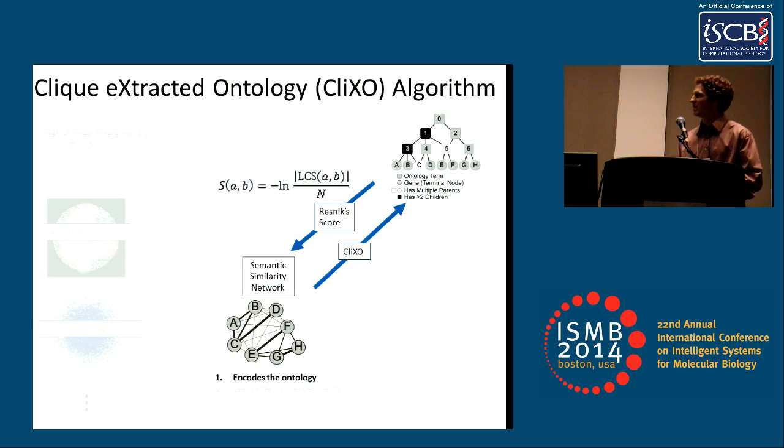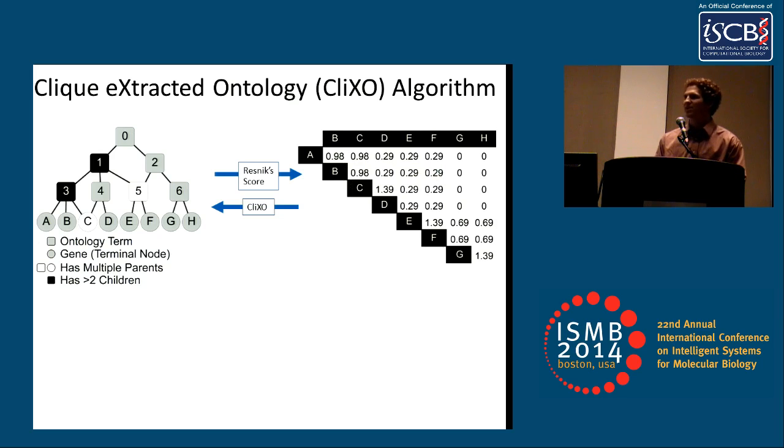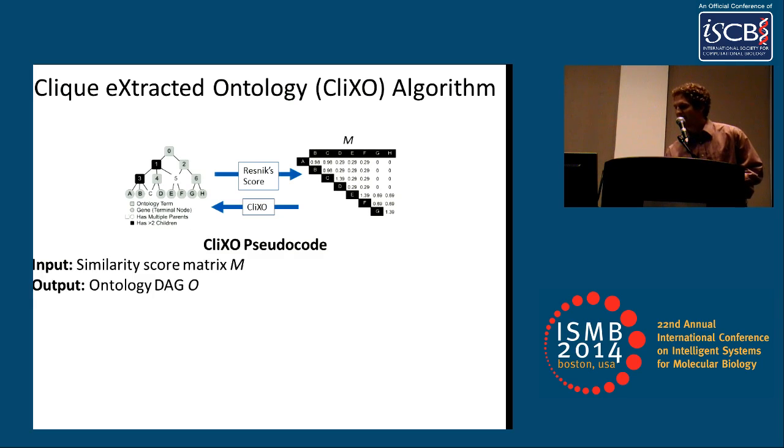The circles here represent genes, and the squares represent terms in this ontology, or functions in a cell. We'll take this toy ontology and calculate this Resnick score, which can be represented either as a network or as a matrix with scores between every pair of genes. And now I'm going to show you Clixo. So Clixo really only has a few main steps. It takes as input this similarity score matrix M, and it's going to output an ontology just like this.